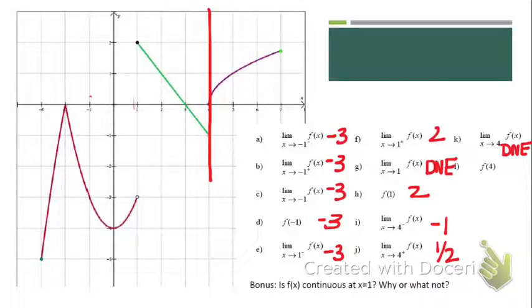So, wait, which one is closed? Hold on, let me see. Oh, I see it. My line was blocking it. I'm sorry. Let me erase that. So for J, the answer is 0. My line was so thick that I couldn't tell. Sorry about that. So the answer is 0. So then the answer for L is also 0.